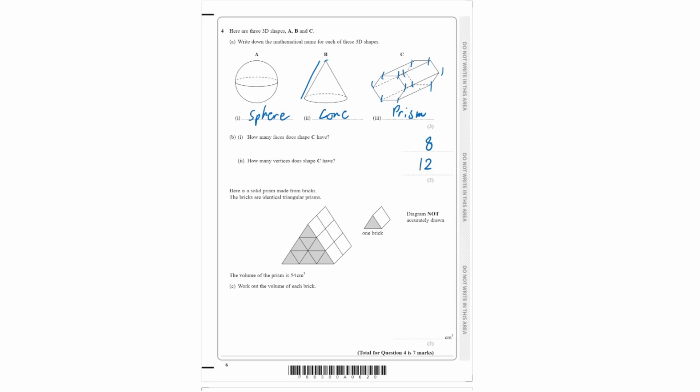12. Here is a solid prism made from bricks. The bricks are identical triangular prisms. So that means that this prism is equal to this prism. Okay? The volume of the prism is 54 centimeters cubed. Work out the volume of each brick. So if we can count how many bricks there are in this, then we divide 54 by that quantity.